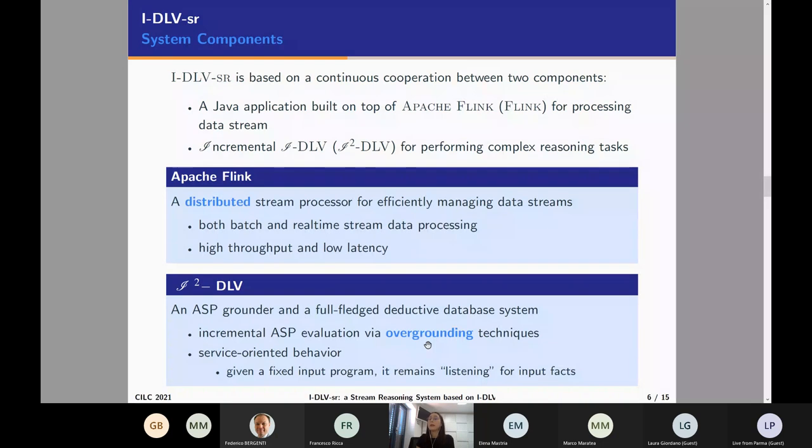So our system is based on a continuous cooperation between two components. The first one is a Java application built on top of Apache Flink for processing data streams, while the second one is the incremental reasoner I2DLV for performing complex reasoning tasks. Apache Flink is a distributed stream processor that allows us to efficiently manage data streams, obtaining a high throughput and a low latency. While I2DLV is an ASP grounder that uses overgrounding techniques to incrementally evaluate ASP programs.